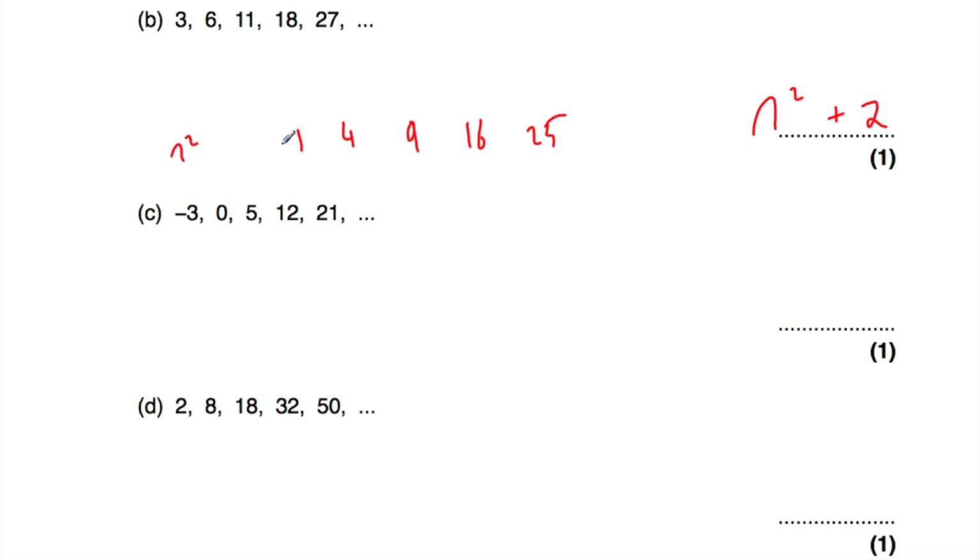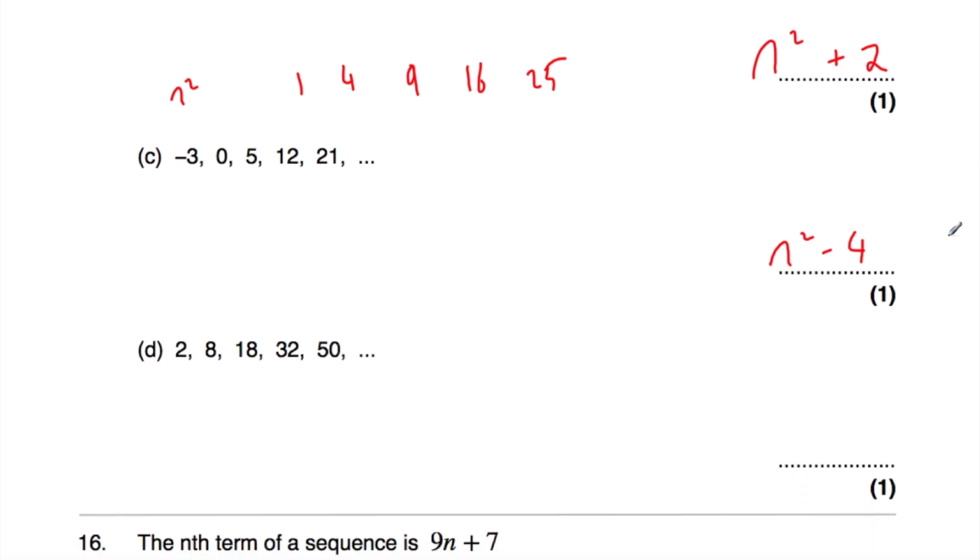So here, to get from 1 to -3, we would take away 4. To get from 4 to 0, we take away 4. To get from 9 to 5, you take away 4. To get from 16 to 12, you take away 4. So this sequence would have an nth term of n squared, take away 4. It's our square numbers, but 4 smaller. Okay, then finally D. If we have a look at D, for D, the terms in the sequence are 2, 8, 18, 32, 50. Those numbers are double our square numbers.